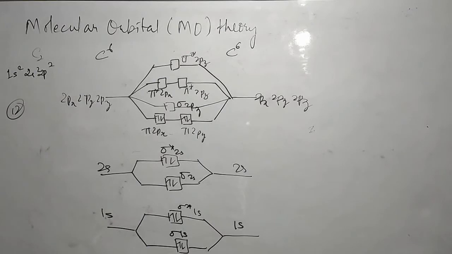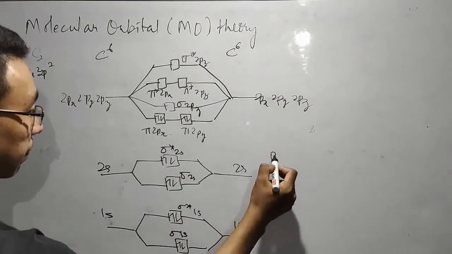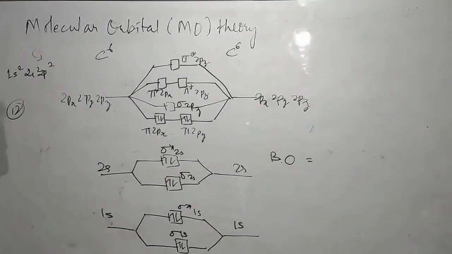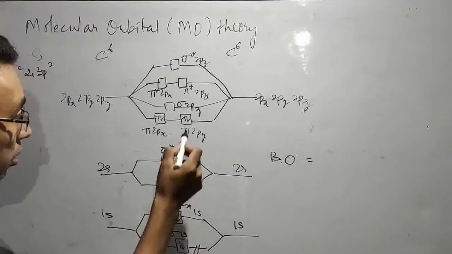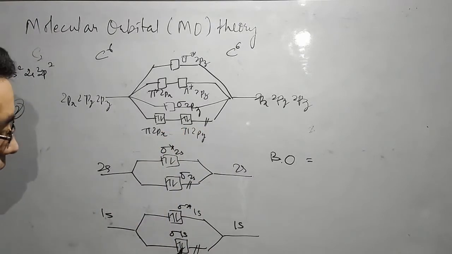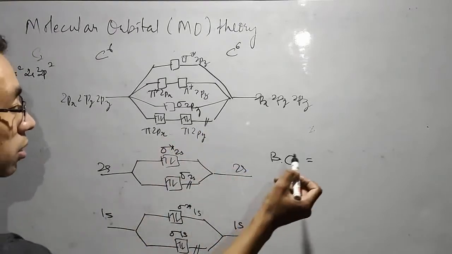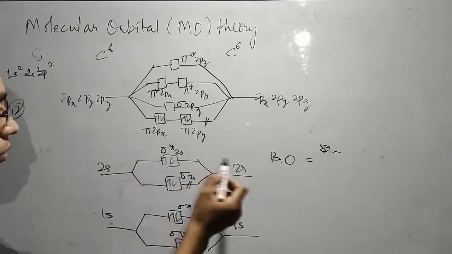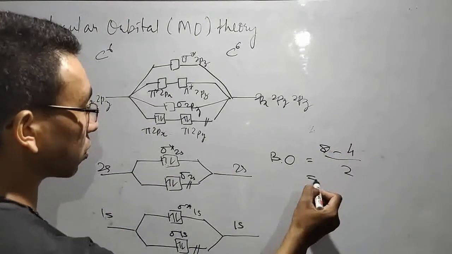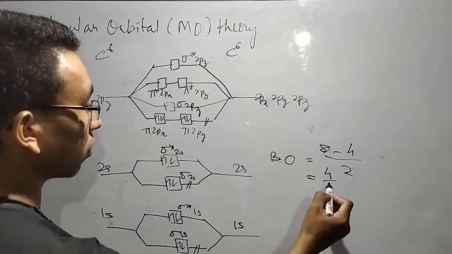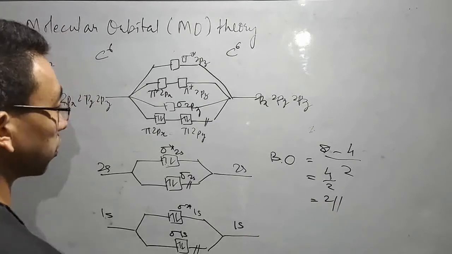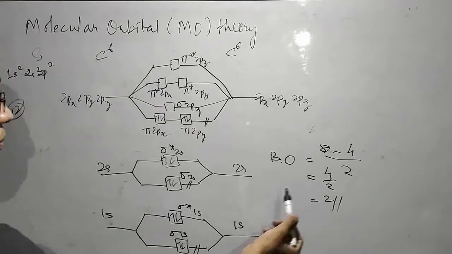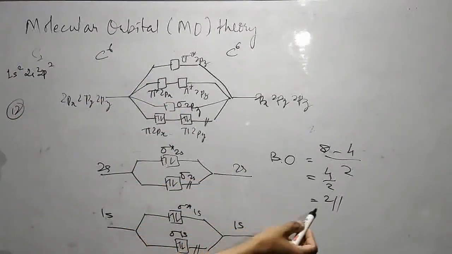Now for the calculation of bond order, it is basically the number of electrons in the bonding orbitals. This is bonding, this is bonding, and this set is bonding: 1, 2, 3, 4, 5, 6, 7, 8. So 8 minus anti-bonding, which is 1, 2, 3, 4, only 4. So 8 minus 4, divided by 2, is equal to 2. That means the bond between the two carbons is a double bond, or bond order 2.